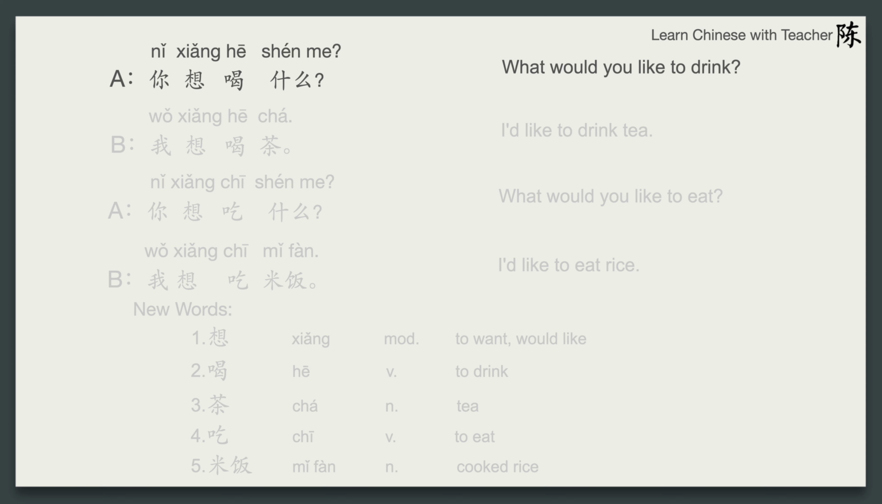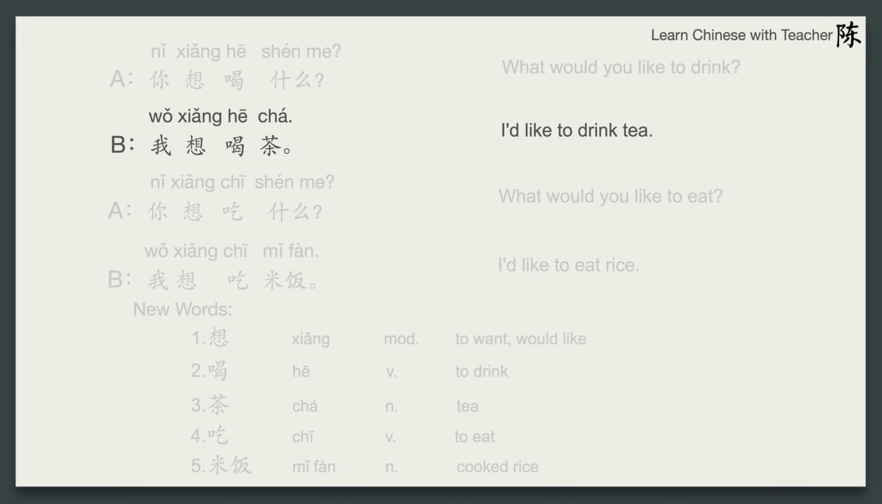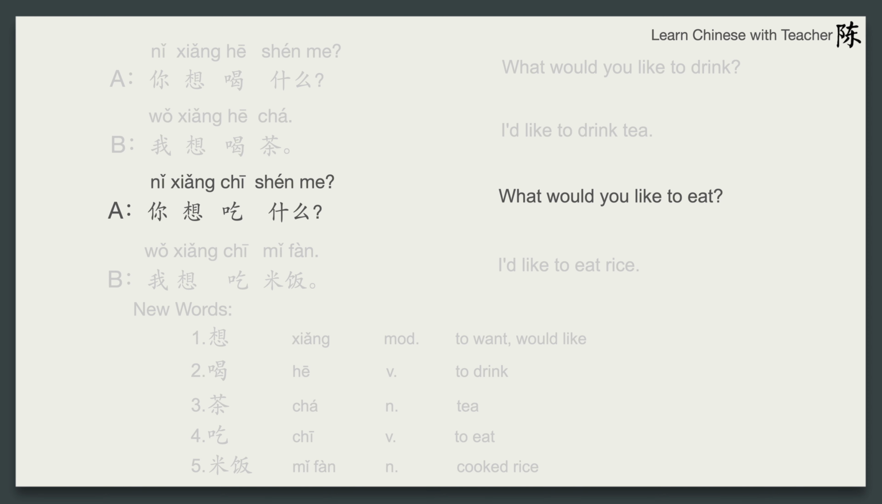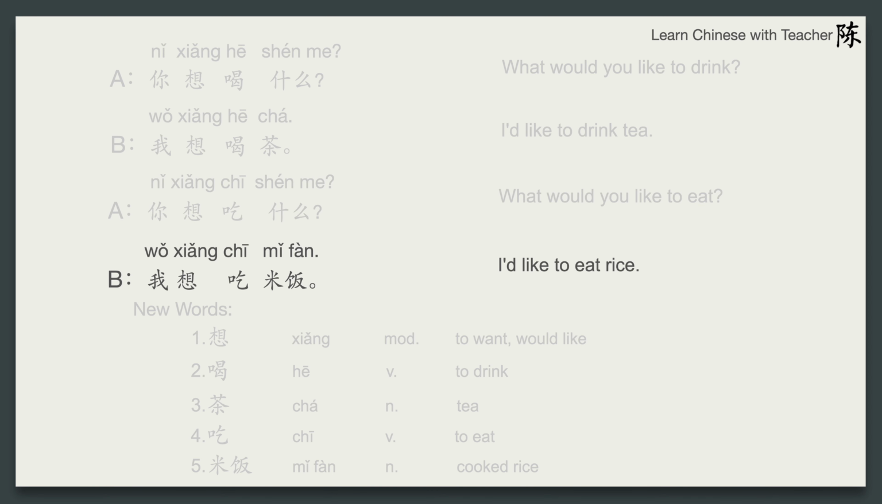第一个对话，你想喝什么？我想喝茶。你想吃什么？我想吃米饭。想 is a modal verb, means to want or would like. I'll explain how we use this modal verb 想 later in detail in this lesson. 喝 is a verb, means to drink. 茶 is a noun, means tea. 吃 is a verb, means to eat. 米饭 is a noun, means cooked rice.